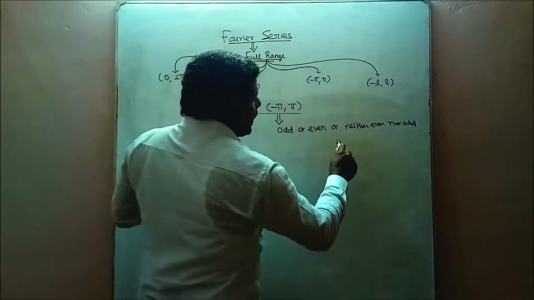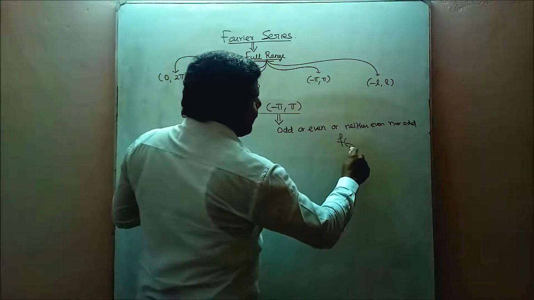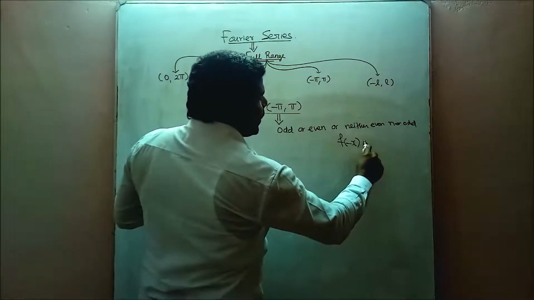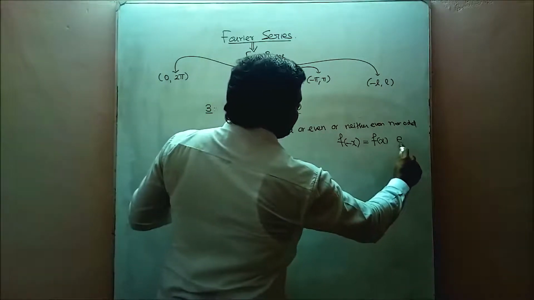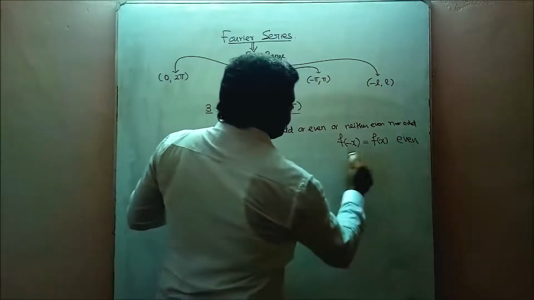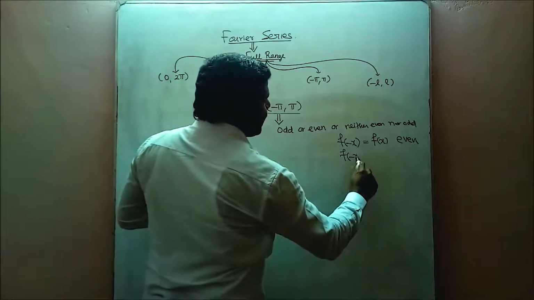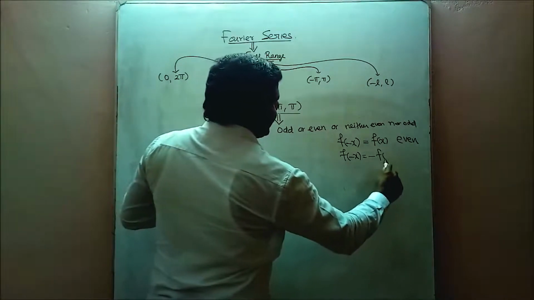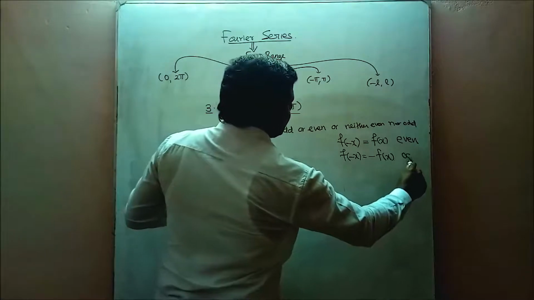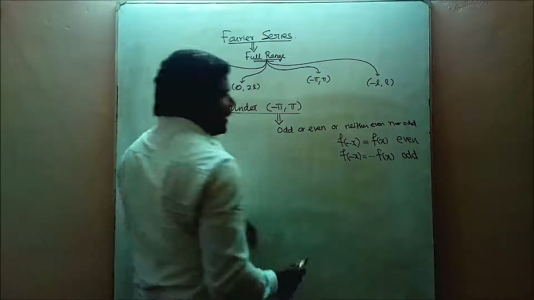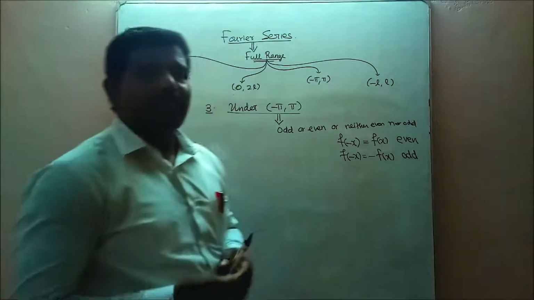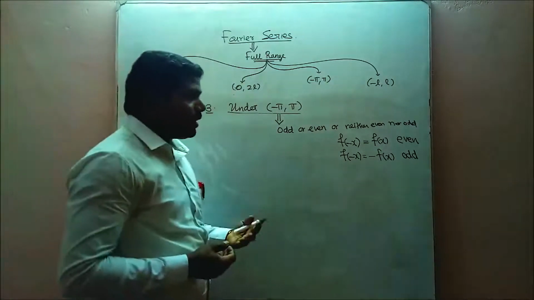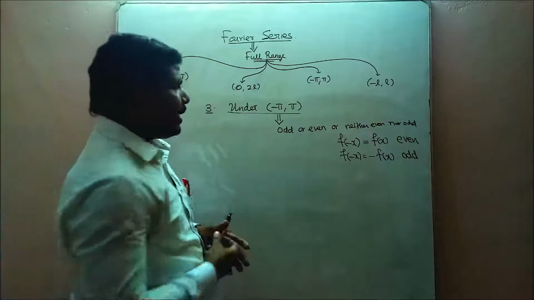ஒரு ஃபங்க்ஷன் ஆடா ஈவனா செக் பண்ணணும் அப்படின்னா f of minus x கால்குலேட் பண்ணுங்க. f of minus x is equal to f of x கிடைச்சிச்சுன்னா, so the function is even. f of minus x calculate பண்ணும்போது minus f of x கிடைச்சிச்சுன்னா, so the function is odd. இந்த ரெண்டு கண்டிஷனுமே satisfy பண்ணல அப்படின்னா, we can say the given function is neither even nor odd. So evenம் கிடையாது oddம் கிடையாது.